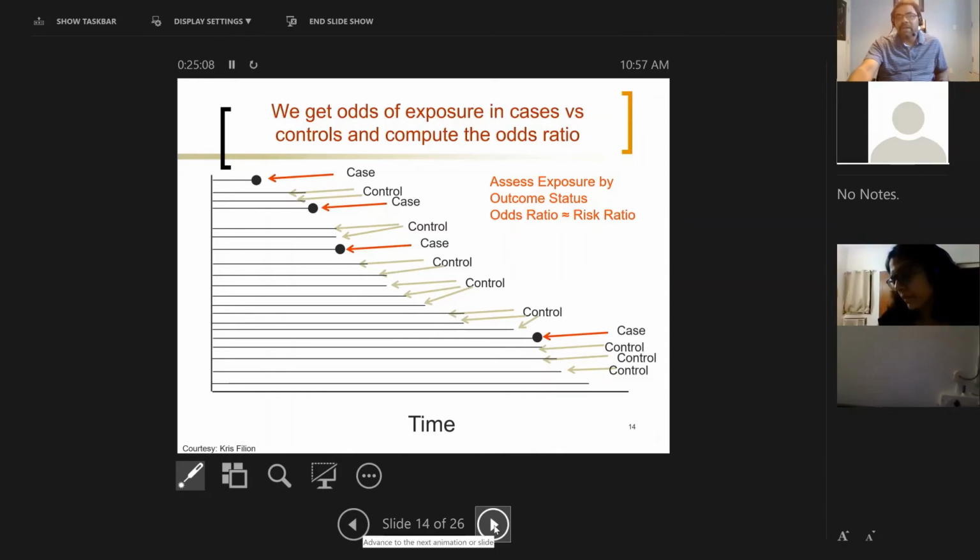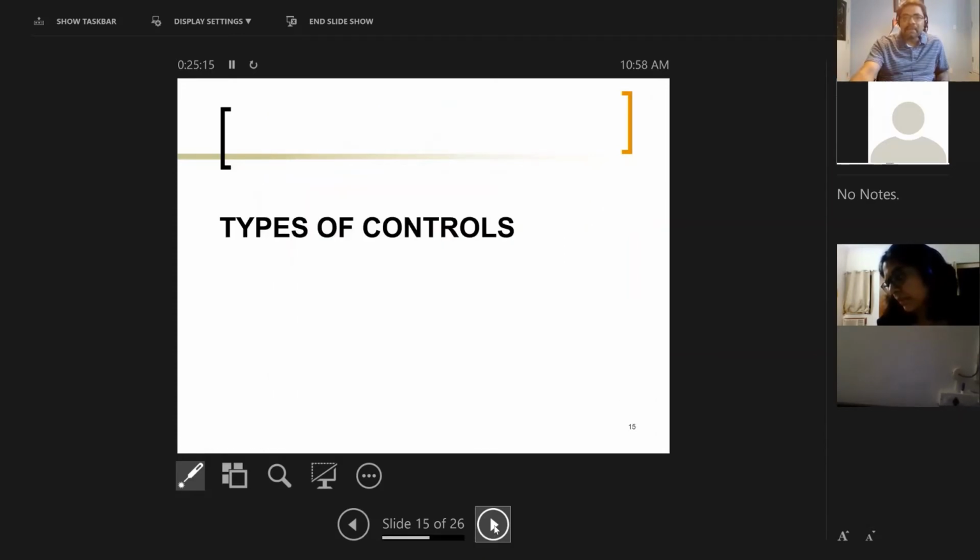The matching on time is very powerful if you can do it, and you can invariably do that in a nested case control study, right? Now, what are the types of controls? I already gave you one example of hospital controls, right? Both the COVID case study I gave you as well as the Sevagram one were hospital-based controls.